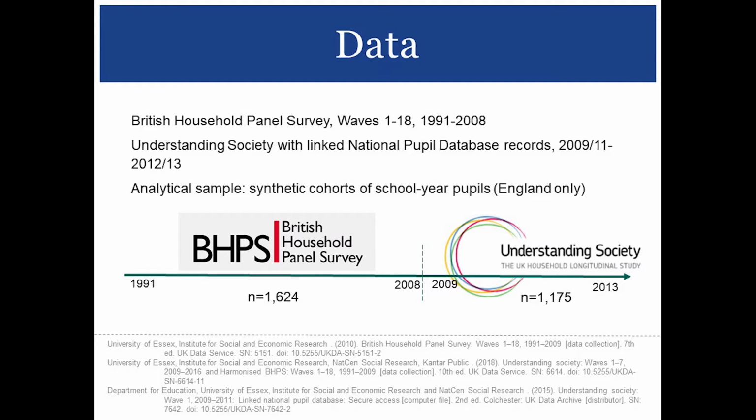A really rich and fantastic aspect of both of these surveys is the ability to match data from the young person themselves with their broader household information, and then also the information provided by the parents themselves in the adult interviews. From this, we get two main samples, and I'll be referring to these as the BHPS sample and the Understanding Society sample. In the BHPS, we have a sample size of 1,624 young people, and in Understanding Society, we have 1,175 young people.